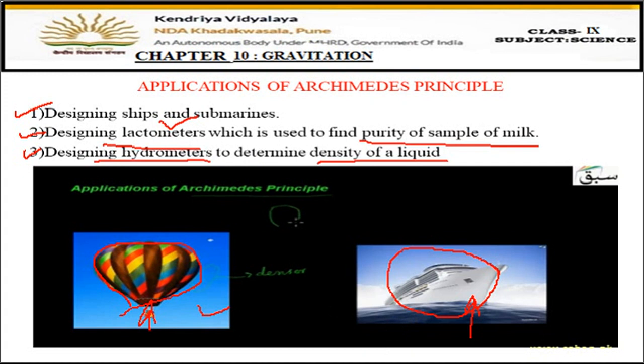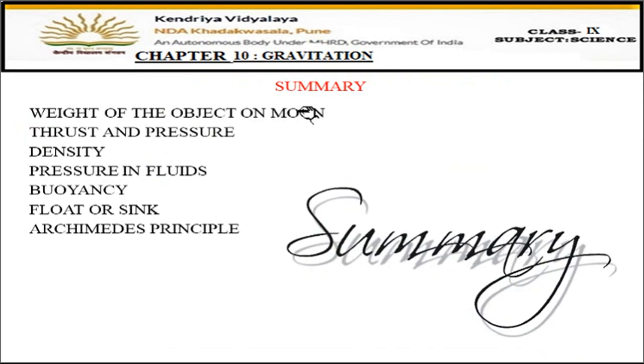These are very short concepts, but you just have to learn the definitions and try to understand them, right? No need of mugging up these concepts, just try to understand them. So we have come to the summary. What is the weight of an object on the moon? It is 1/6 of the weight of the object on the earth. Then thrust is the force acting in a perpendicular direction. Pressure means force upon area. Density means mass upon volume. Pressure in liquids and fluids: fluids apply equal pressure in all directions, right?